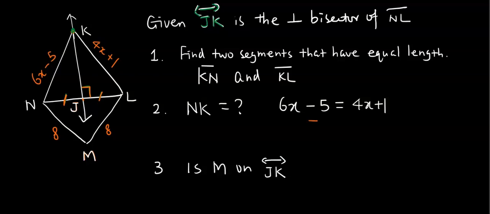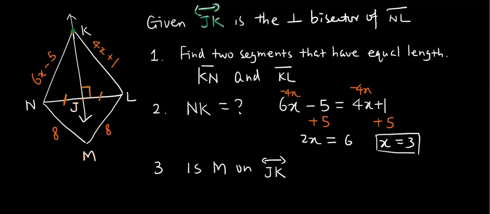We're going to add 5 to each side, subtract 4x from each side. Let's clean up. We have 2x equals 6. X is 3. If x is 3, we're going to find NK. NK is 6 times 3 minus 5. 6 times 3 is 18. 18 minus 5, that is 13. This is question 2. We did 1, we did 2.